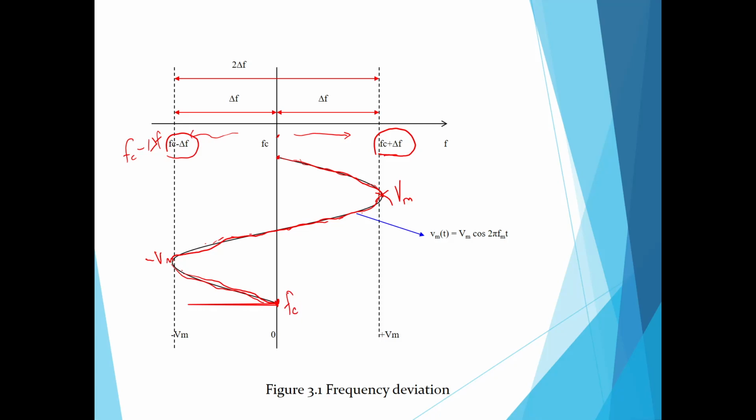So these changes, delta F and delta F, make the maximum change 2 delta F. So 2 delta F is what we call the carrier swing. Carrier swing is equal to 2 times delta F. Delta F is the frequency deviation. So carrier swing is 2 times the frequency deviation.